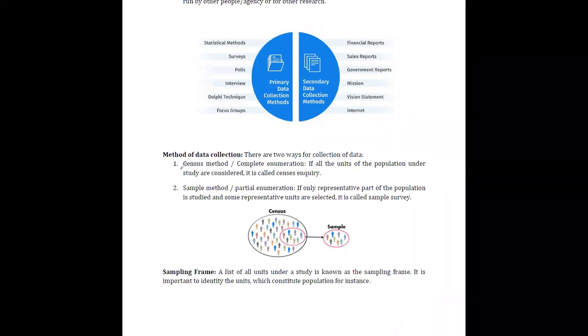If I brief about the census method, if all the units of the population under study are considered, it is called the census inquiry, or what we are saying as the census method. It is simply like that. Suppose that if you are taking the entire population for your study, then it is considered as the census method. It is done once every 5 years.